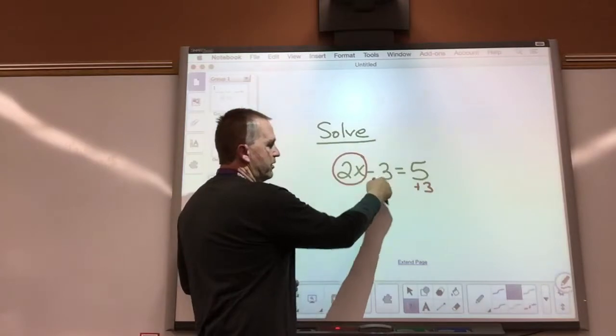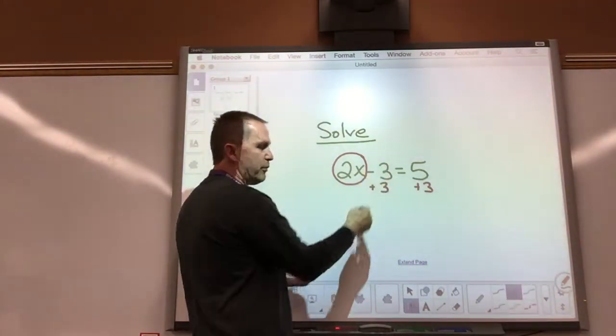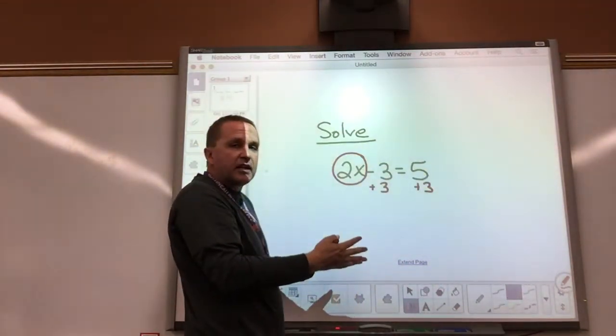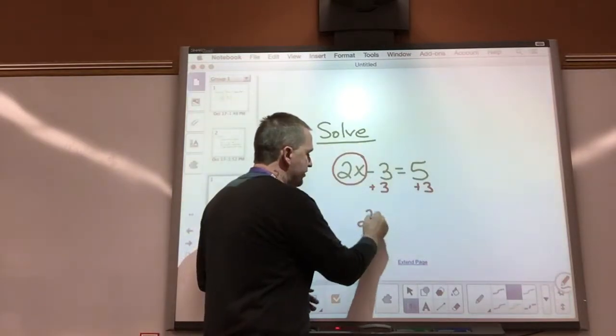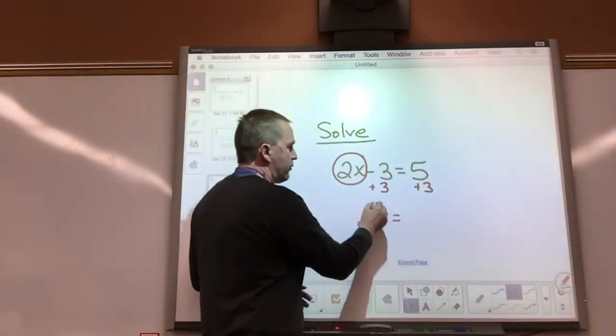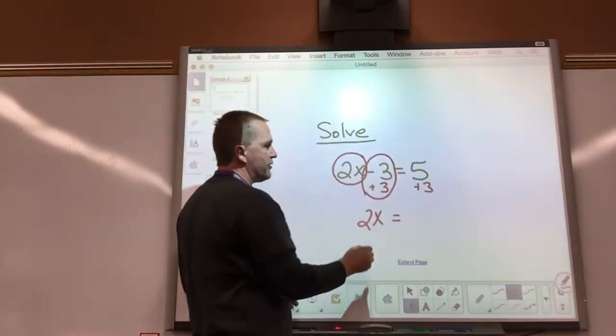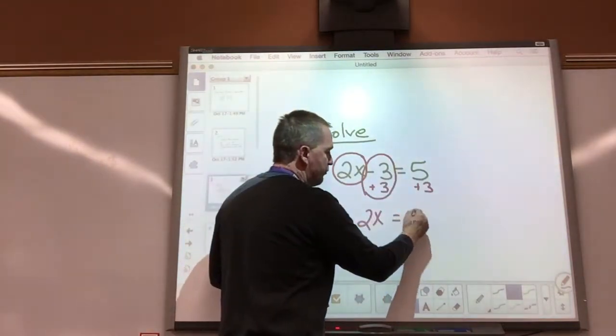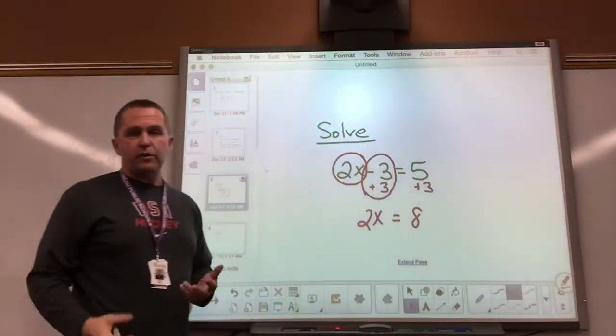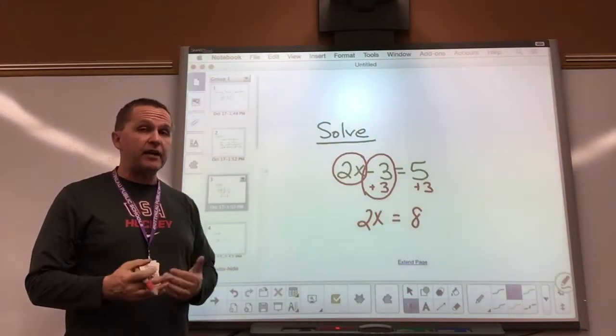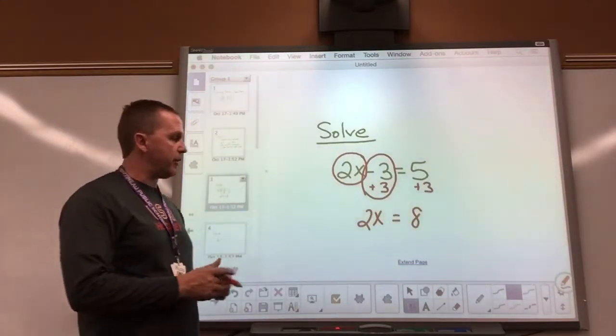The minus 3 and a plus 3 are opposite numbers, and they're going to basically combine to be 0. They're going to knock each other out, leaving me with simply 2x. I was able to get these two numbers right here to cancel each other out, and then simply 5 plus 3 is 8. So I was able to get rid of the subtract 3 by adding 3 to both sides. Again, that's an opposite operation.